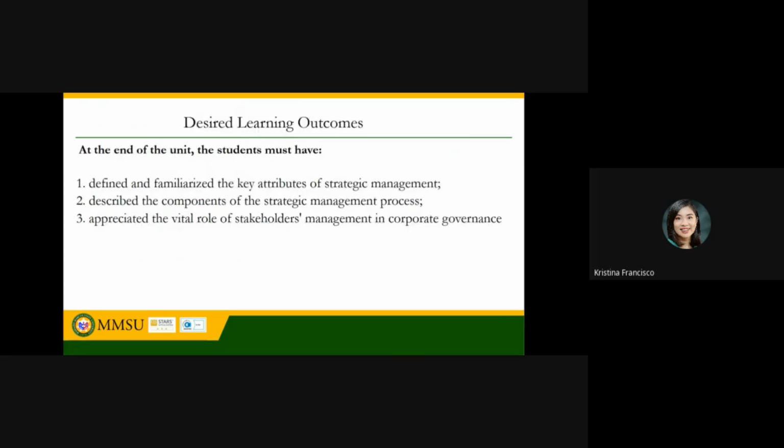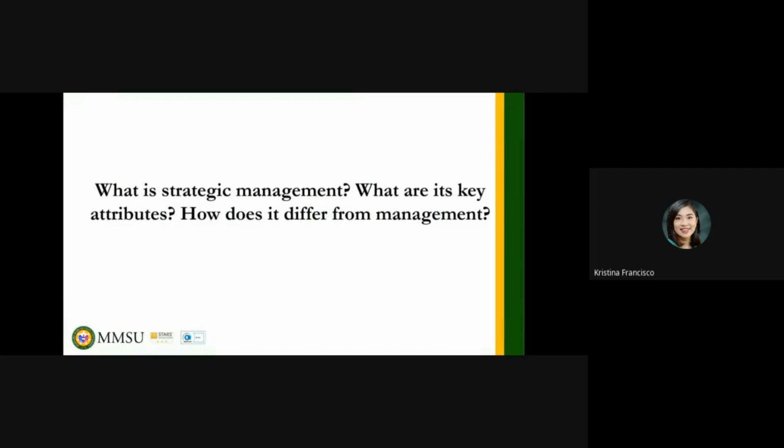So by the end of this unit, students must be able to define and familiarize the key attributes of strategic management, describe the components of the strategic management processes, and of course, appreciate the vital role of stakeholders management in corporate governance. With our desired learning outcomes in mind, let us now dive into the foundation of our discussion by exploring what strategic management is, what its key attributes are, and how it differs from management.